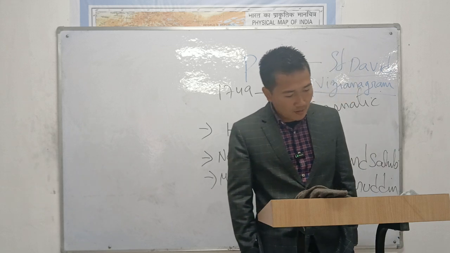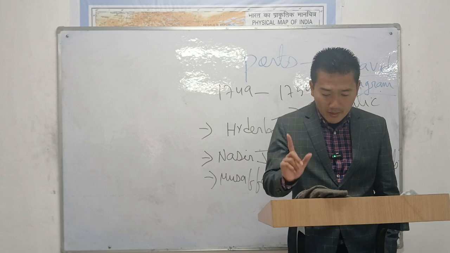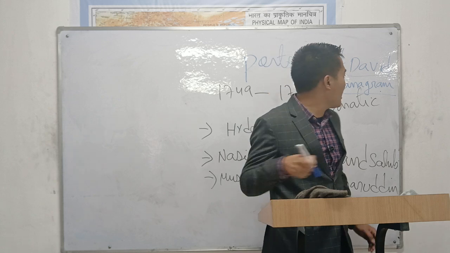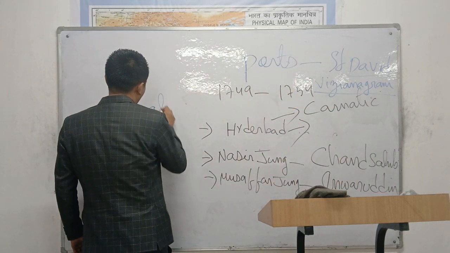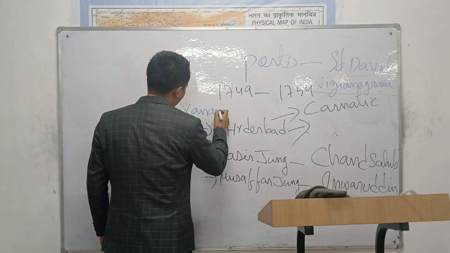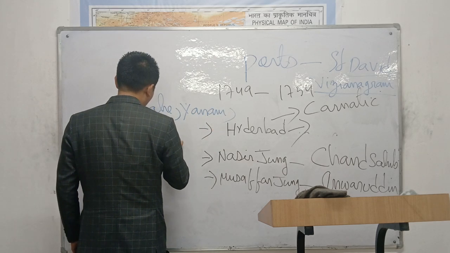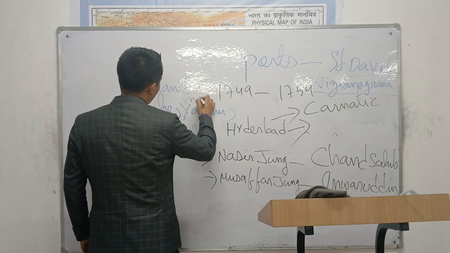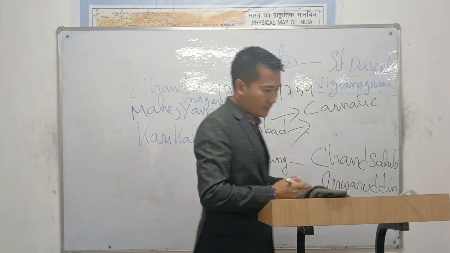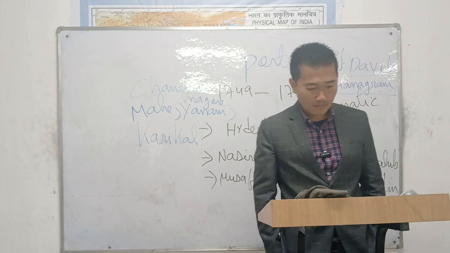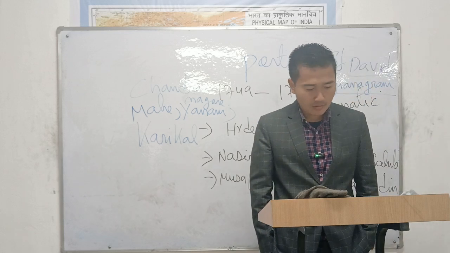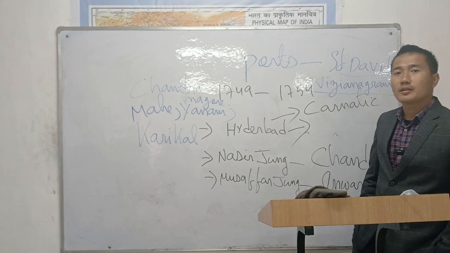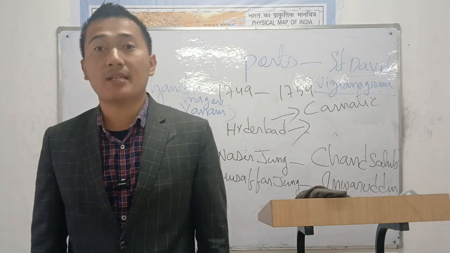Please write down one more thing. Where have the French settled down? Please write down the French settlements in India: Masulipatam, Mahe, Yanam, Karikal, and Chandranagar. Mahe, Yanam, Karikal, and Chandranagar. This is the place where the French have settled down in India.